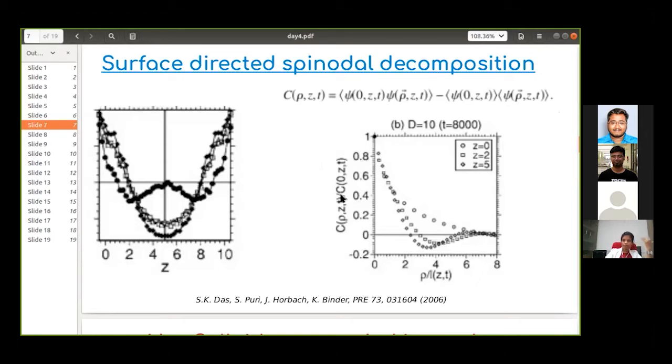So this correlation function will basically also give you the same kind of message: as time progresses, you have these layers which are getting thicker and thicker. So basically where you have the maximum of these correlations, that corresponds to those layers, and the minimum corresponds to the depletion layers. Okay, so these are some of the basic properties of this kind of surface-directed spinodal decomposition phenomenon.